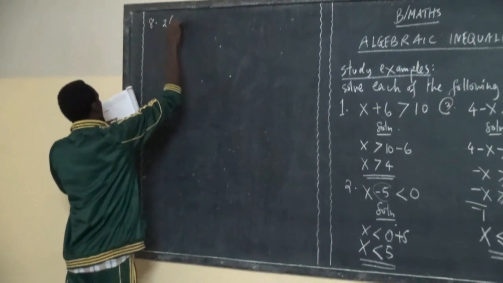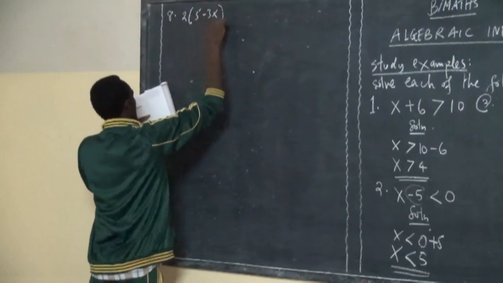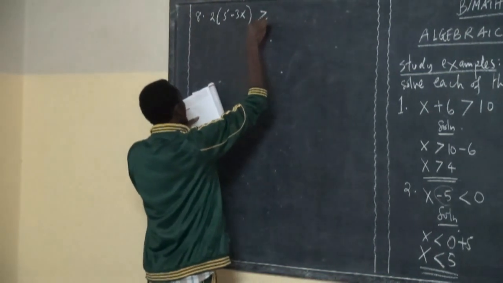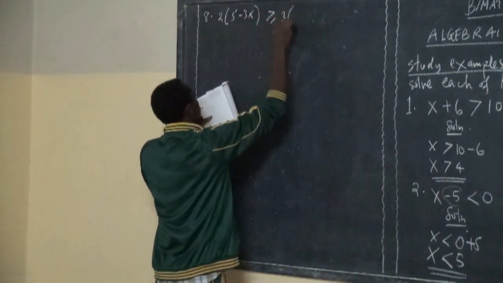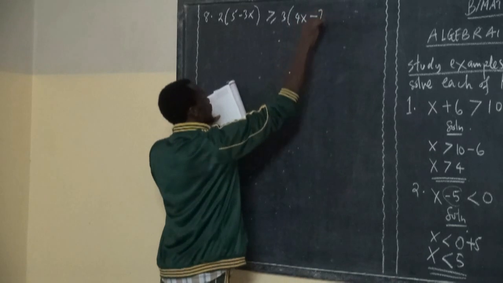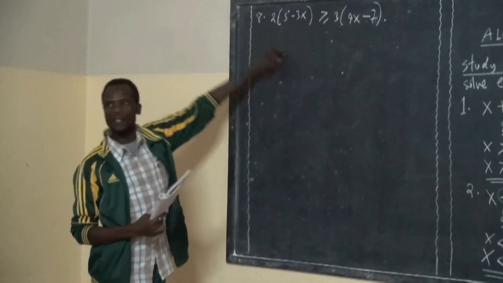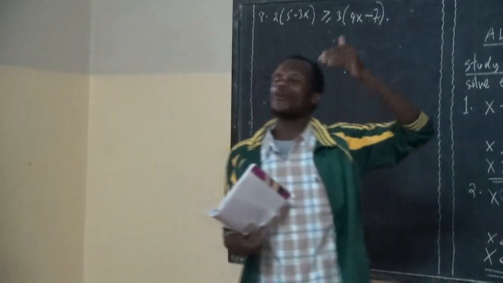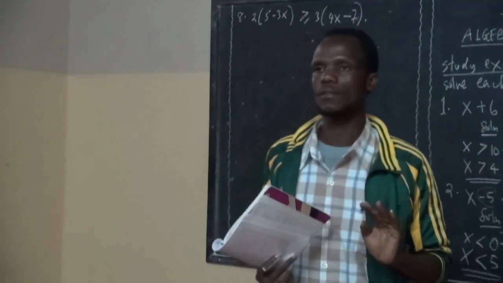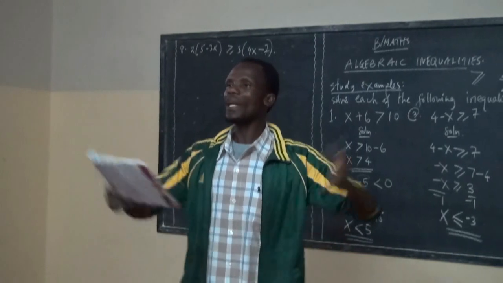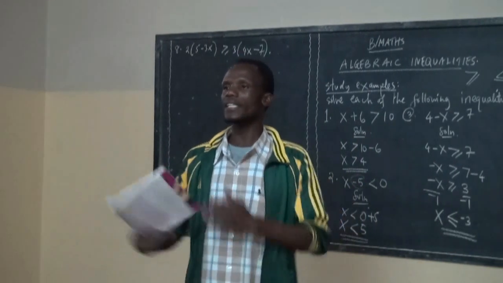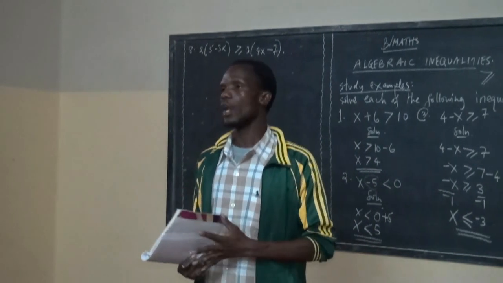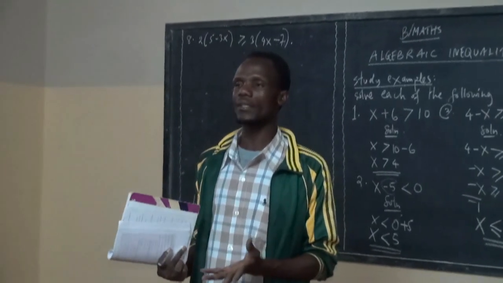Now 8. You have 2, then 5 minus 3x, is greater than or equal to 3, then bracket 4x minus 7. This is another inequality. It is the same concept that we used when we were solving algebraic equations. There's no difference: opening the brackets, shifting the number, taking to the other side. What is different now is we use inequalities.